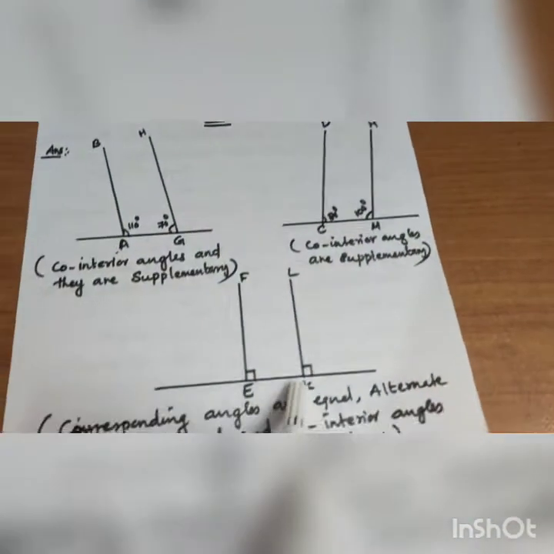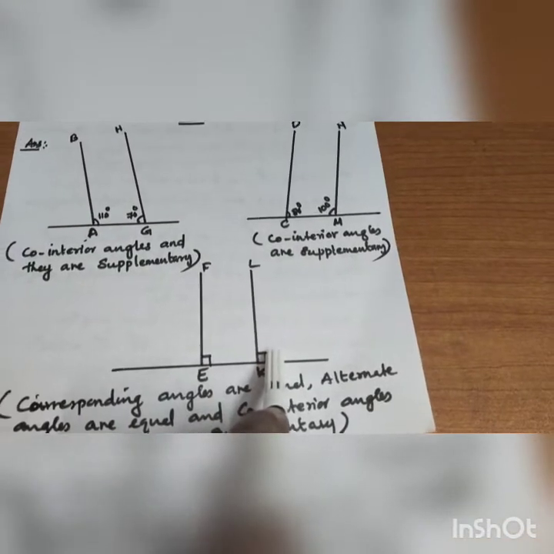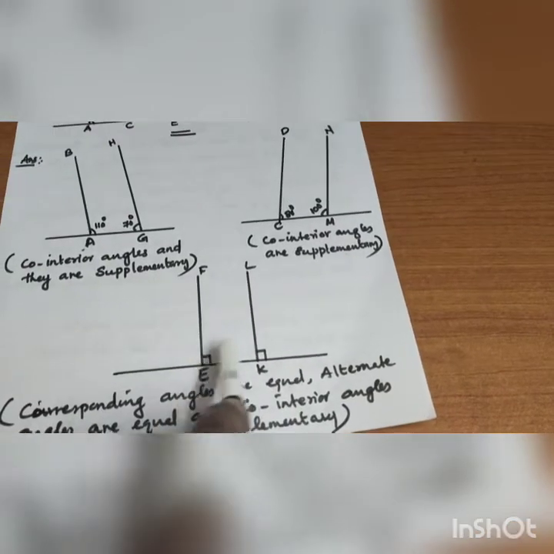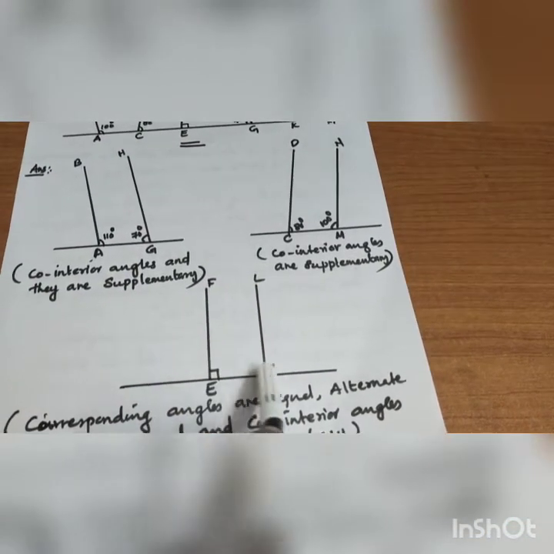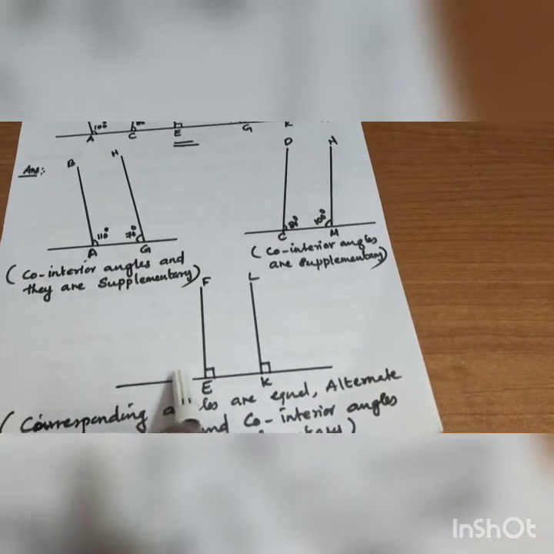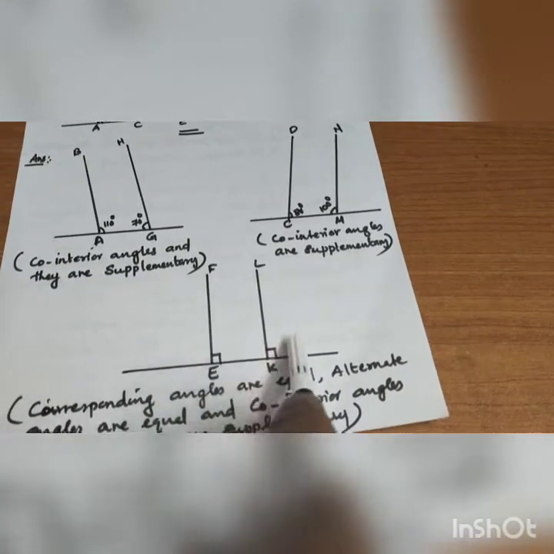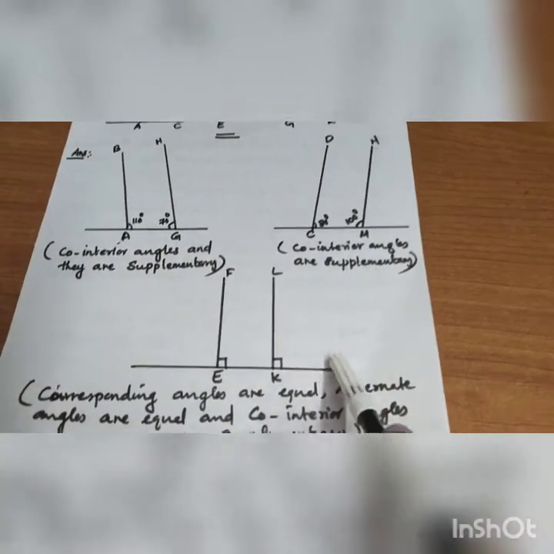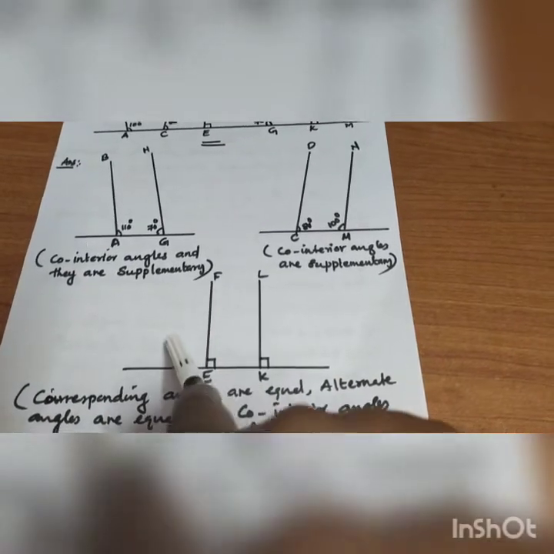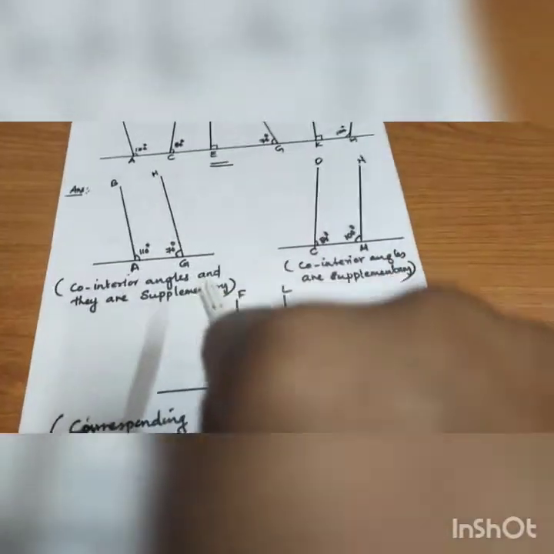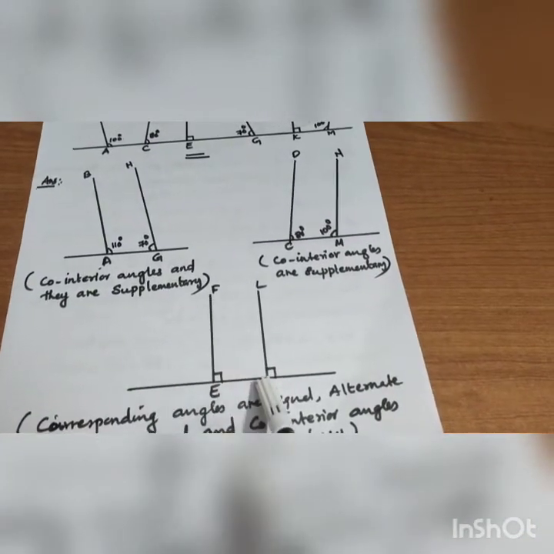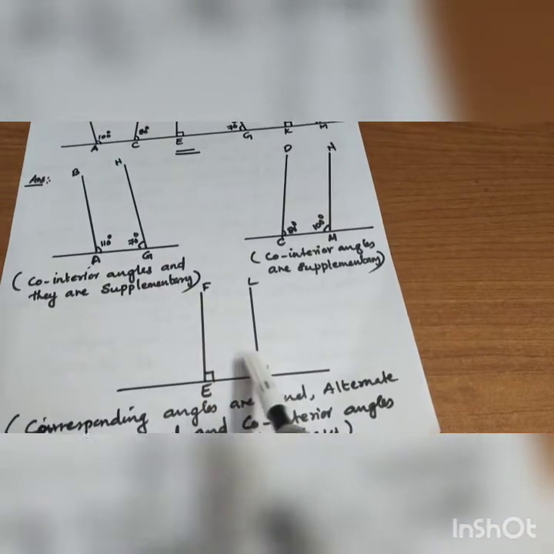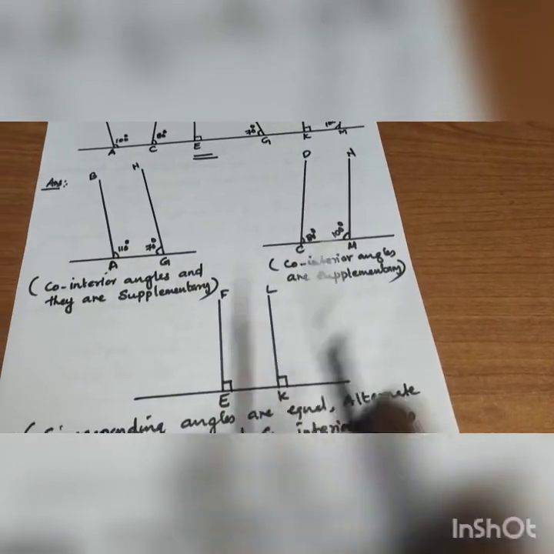Then, here the marked angles are 90 degree. Here also, corresponding angles are equal. Then, alternate interior angles are equal. If we extend these two lines, alternate exterior angles are equal. Co-interior angles are supplementary. Co-exterior angles are supplementary. Therefore, all the angles related to the parallel lines are satisfied here. Therefore, this pair of lines is also parallel.